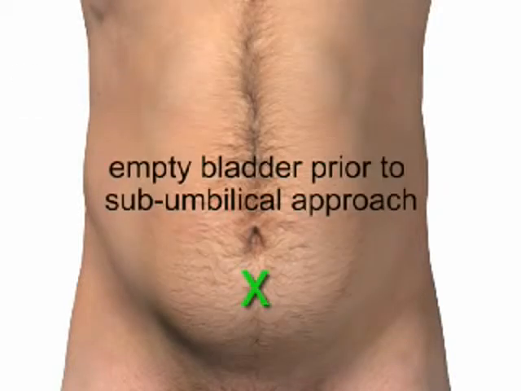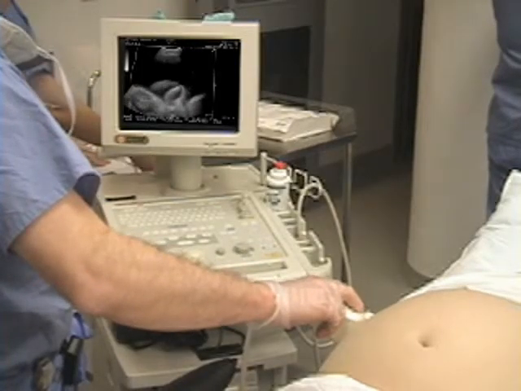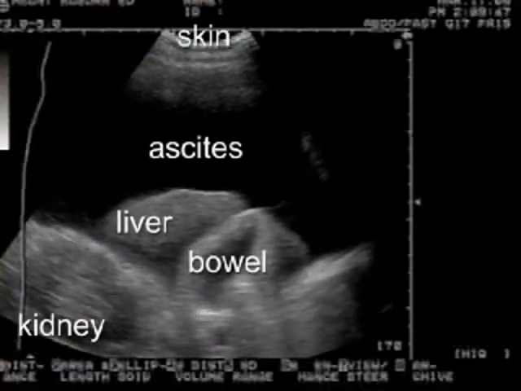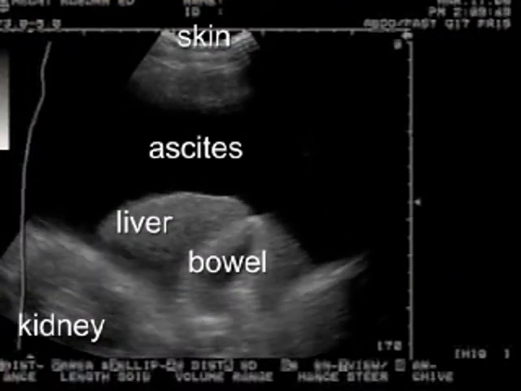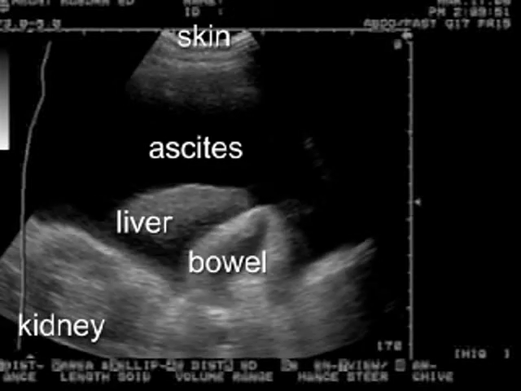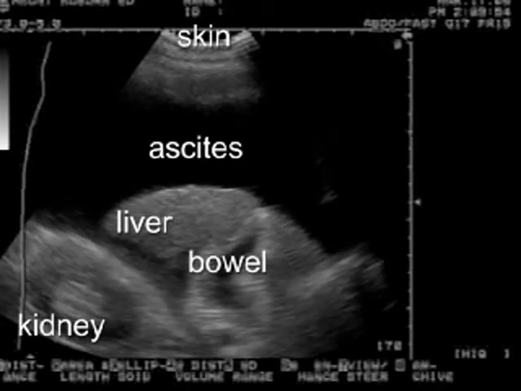If the subumbilical approach is used, the bladder should be emptied before the procedure. If available, bedside ultrasound should be used to find an appropriate location that contains ascitic fluid but is devoid of loops of bowel or solid organs. Mark the site of needle insertion with a skin marking pen.